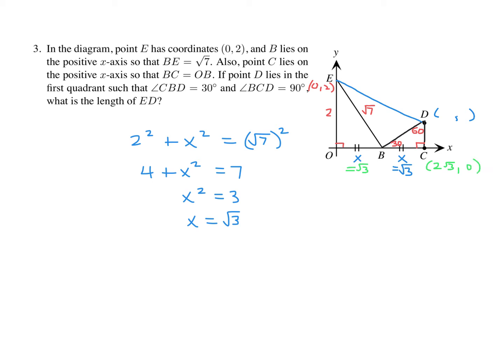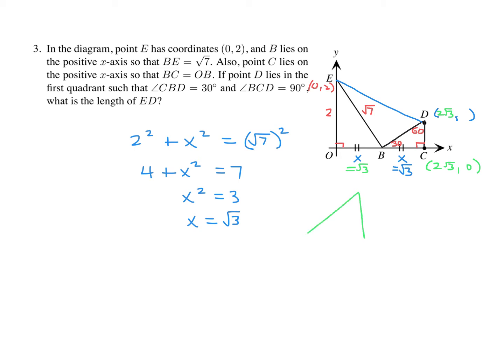2 root 3 is 0, because it's on the x-axis. And then since D is 90 degrees to C, when you draw that line, the x-coordinate of D will also be 2 root 3. And then now we just have to figure out the y-coordinate of D. And then we can do that with a 30, 60, 90 triangle.